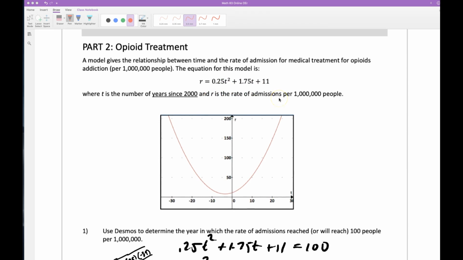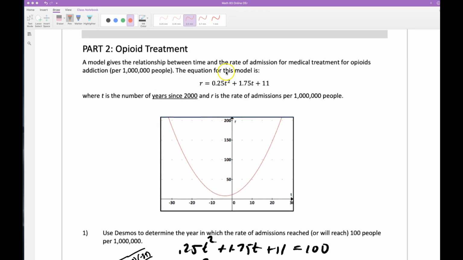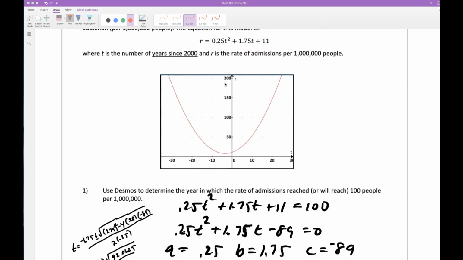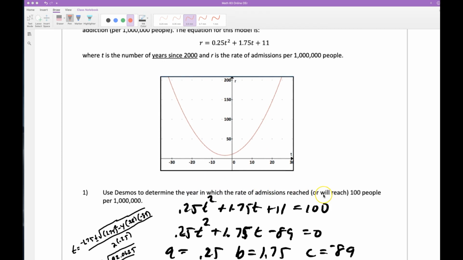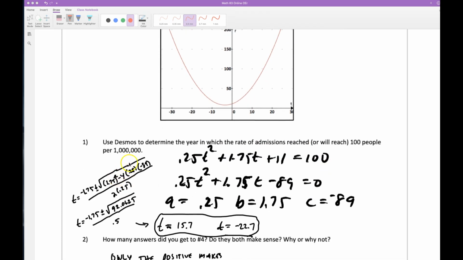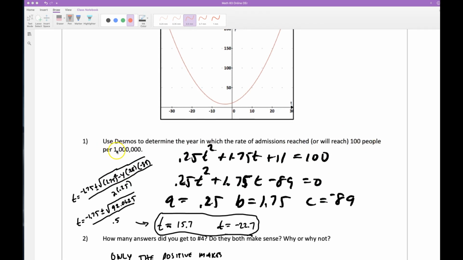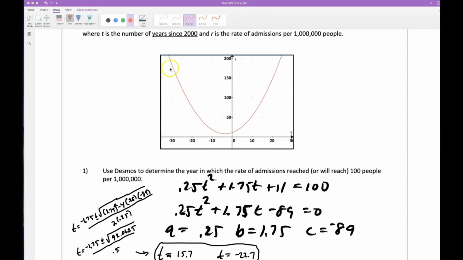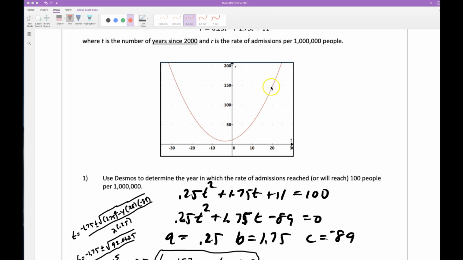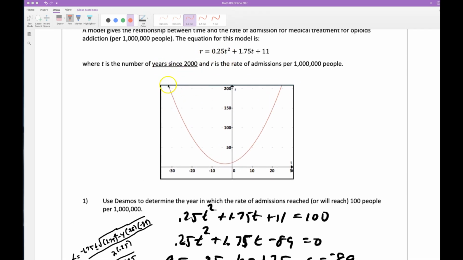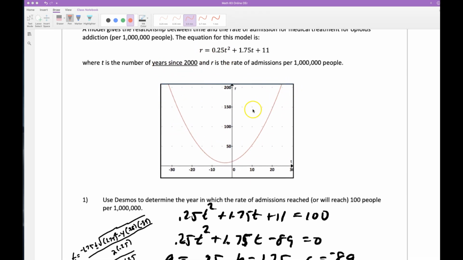R is the rate of admissions per 1 million people, in terms of the number of people who've been treated for opioid addiction. So you can see, use Desmos to determine the year in which the rate of admissions reached 100 people, so 100 people per million. So every 100 people out of a million, right? When does it reach that? We can look at this graph here, and you see this equation here. This is what it would look like on Desmos.